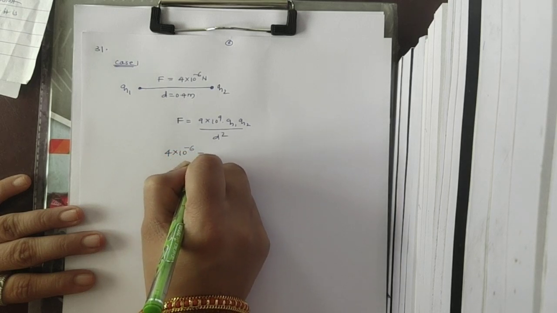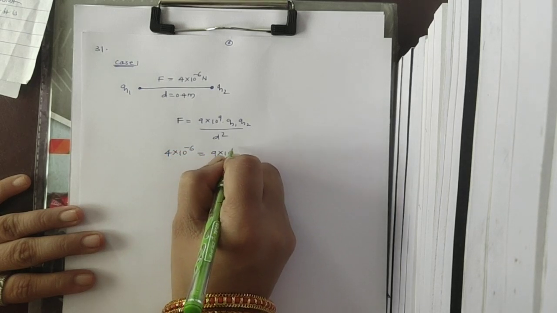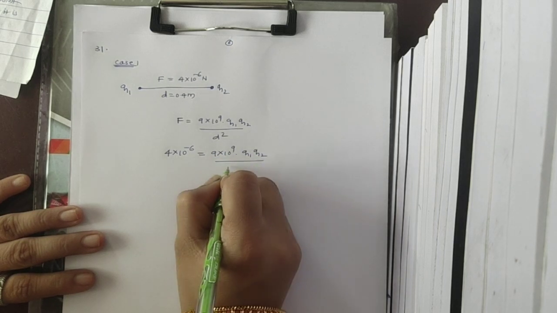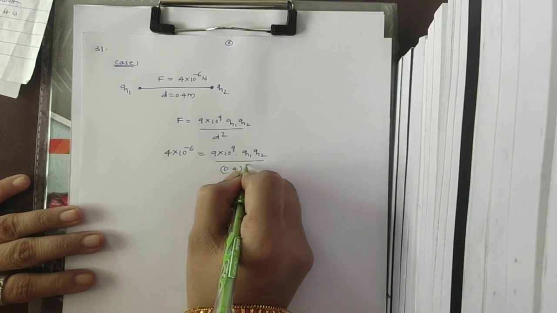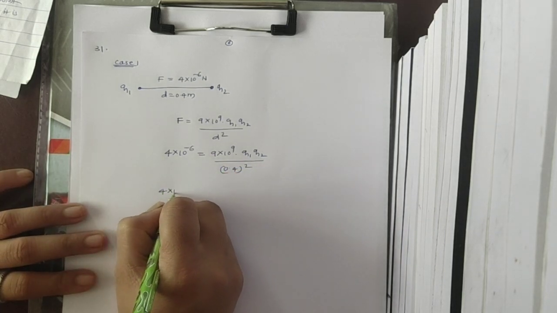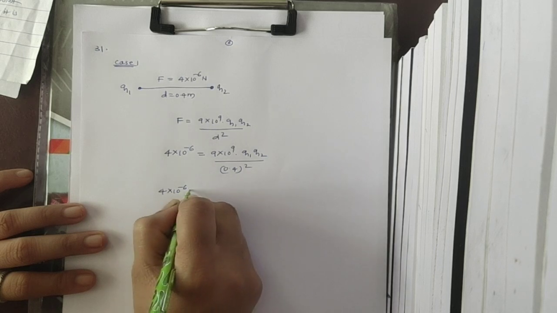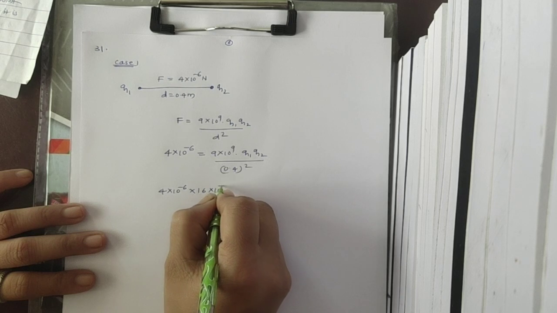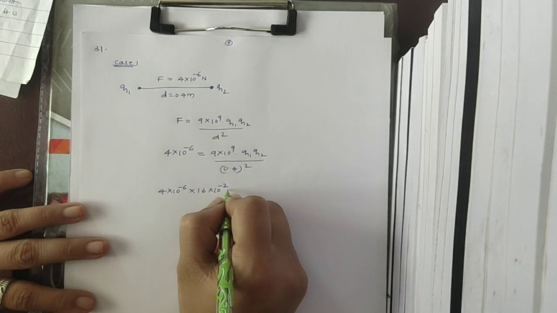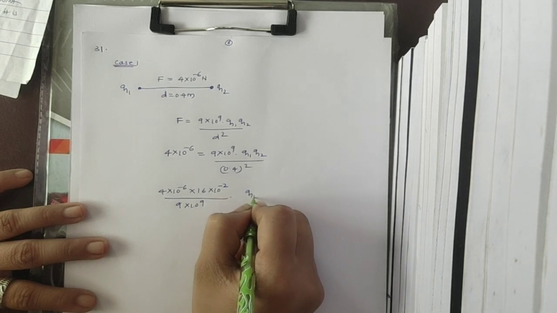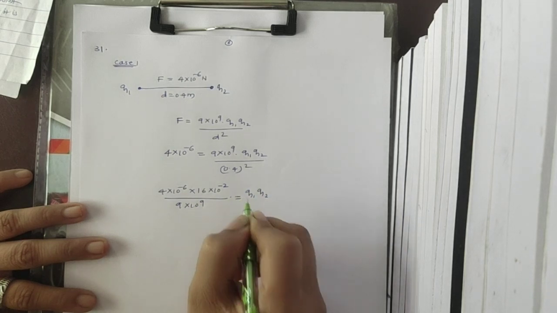4 into 10 to the power minus 6, 9 into 10 to the power 9. We don't know Q1 and Q2, we will keep as it is. And distance is 0.4 square. Okay. Next, 4 into 10 to the power minus 6, I take this side. It will be 16 into 10 to the power minus 2 divided by 9 into 10 to the power 9. Q1 into Q2 equal to.